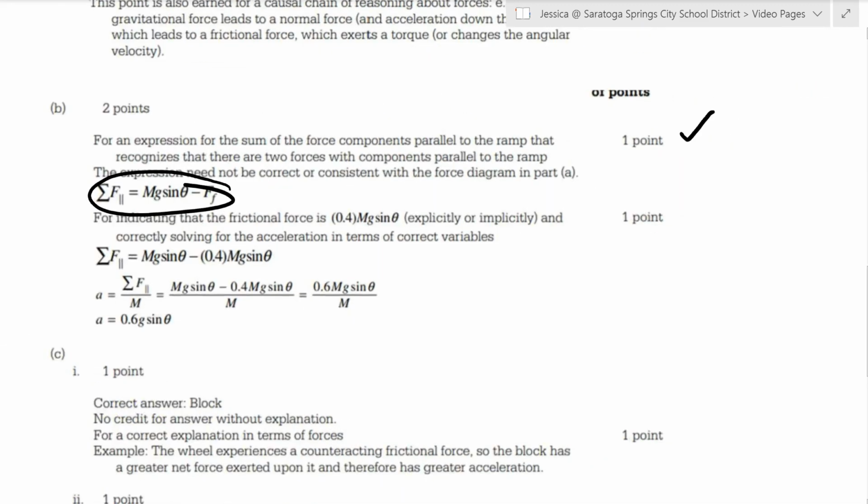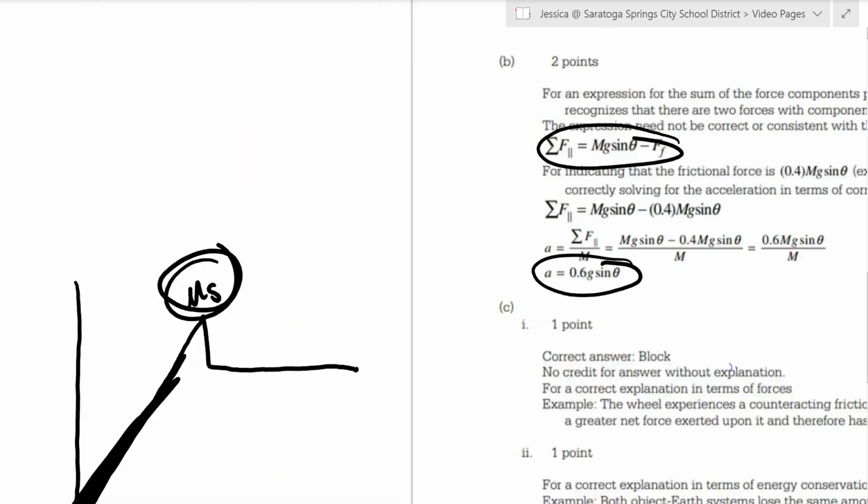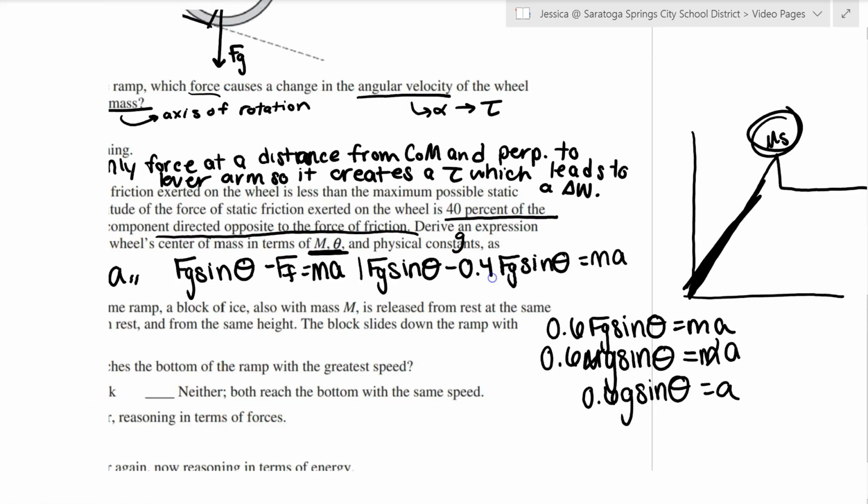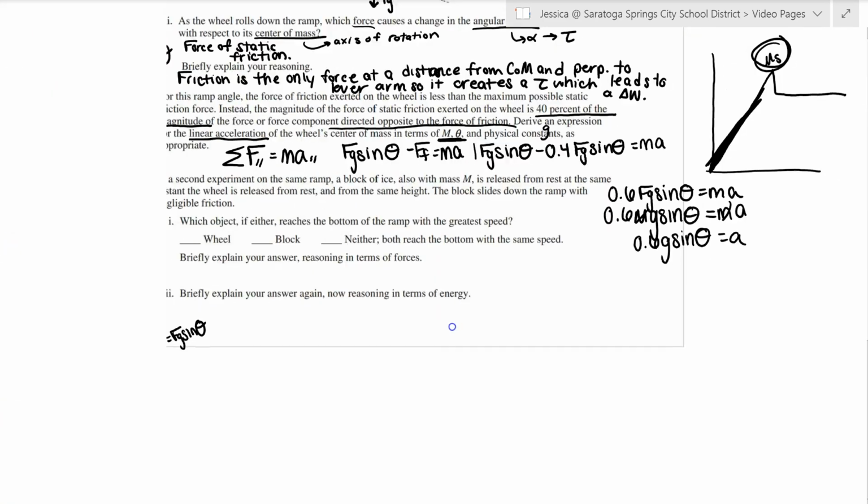For indicating that the friction force is 0.4 mg sine theta, and correctly solving for the acceleration in terms of correct variables. So that's that. And I get that second point. Yay! All right. So, problem C.